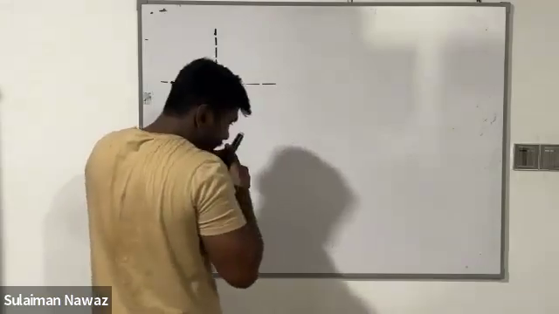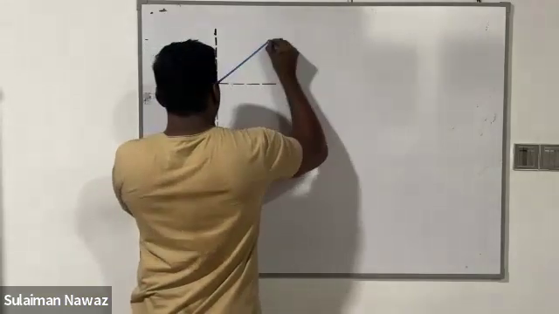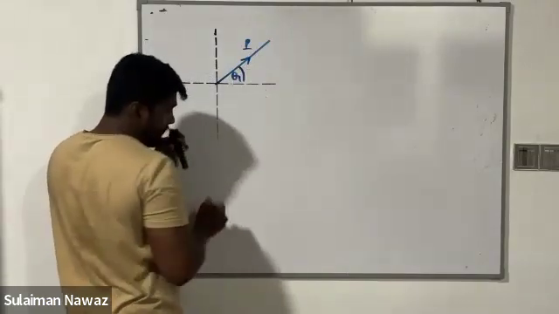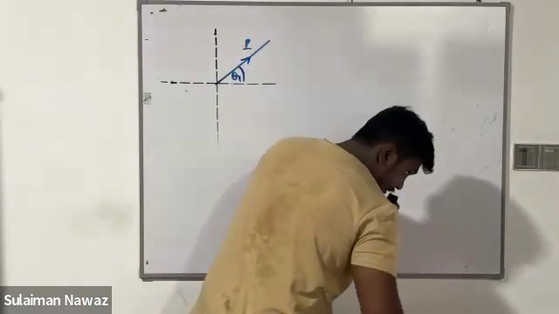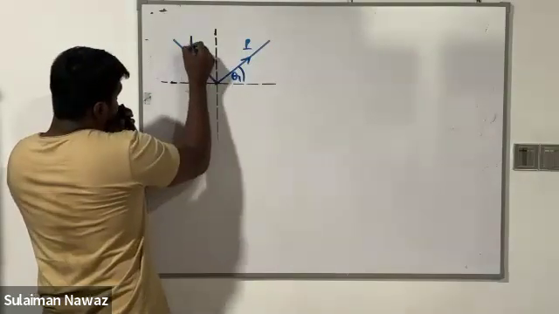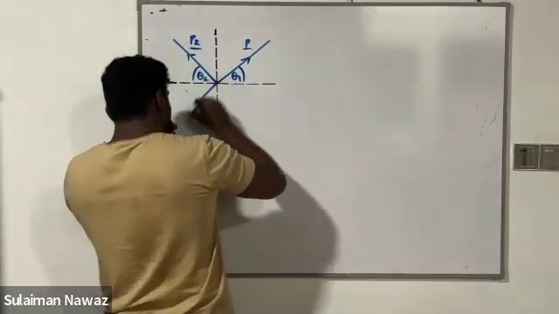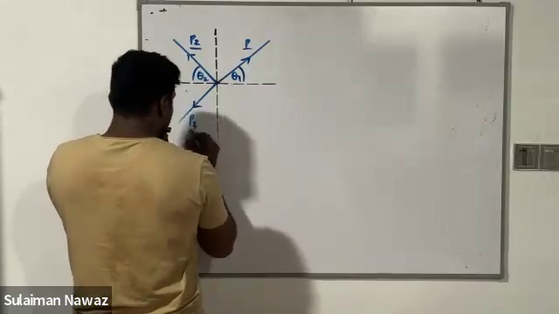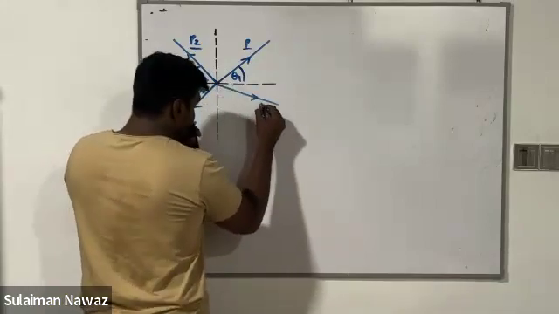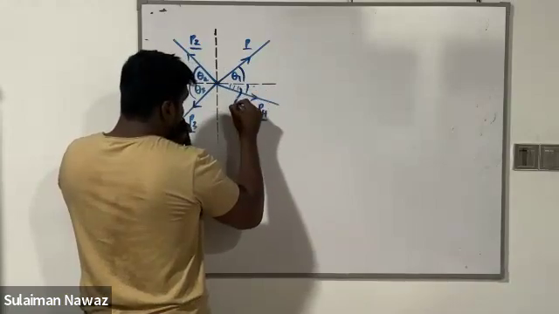This vector is P1, and this angle I'll take as theta 1. The second vector is P2, with angle theta 2. This vector is P3, with angle theta 3. This vector is P4, and this angle is theta 4.